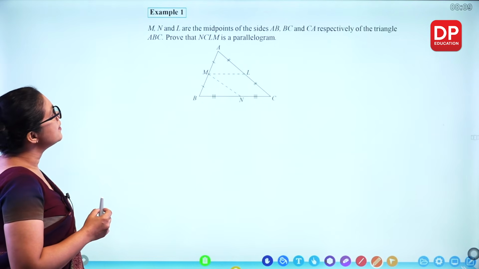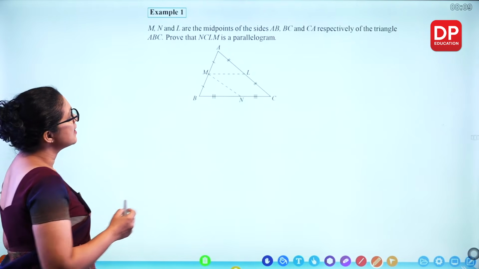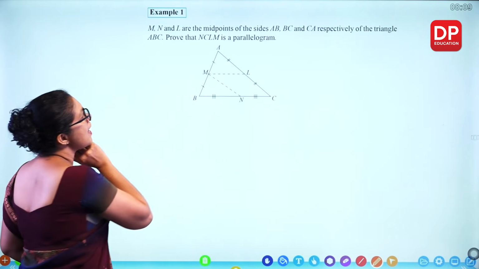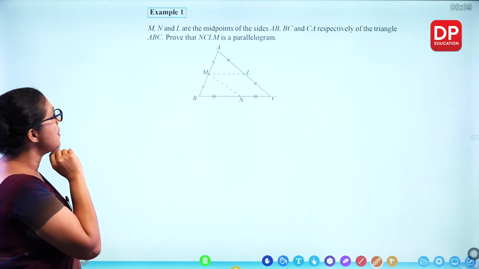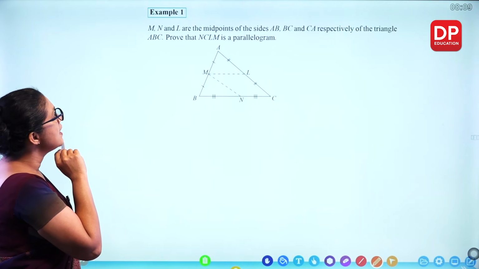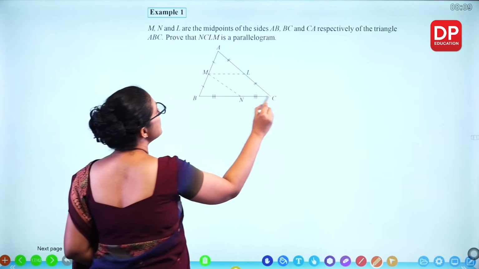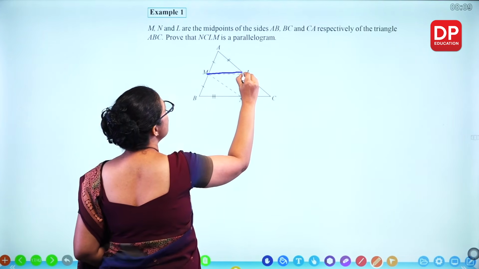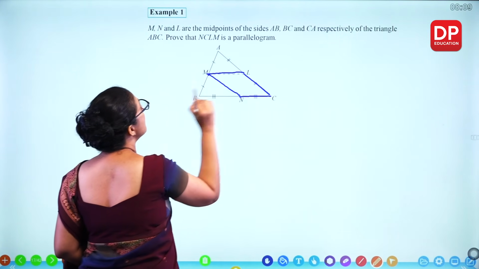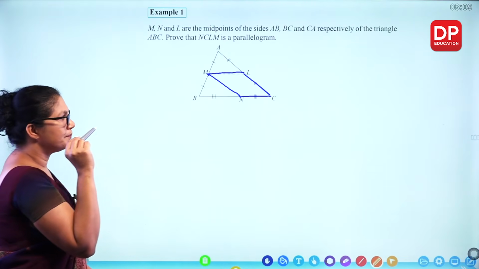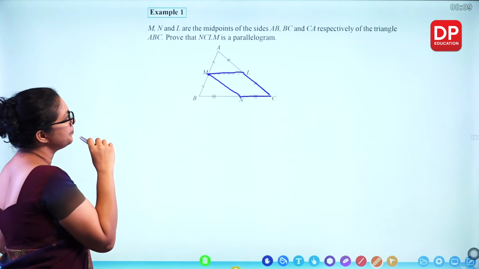Example number 1. M, N and L are the midpoints of the sides AB, BC and CA respectively of the triangle ABC. Prove that NCLM, this one, is a parallelogram. So we need to prove that this is a parallelogram.